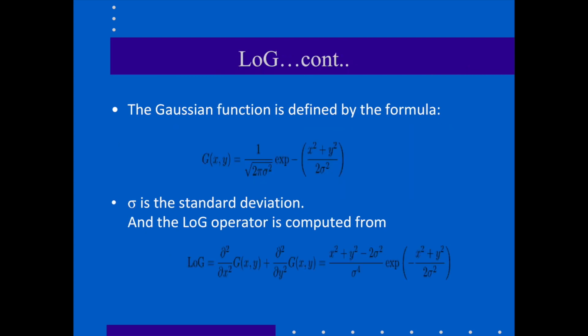The Gaussian function is defined by the formula g of x,y is equal to 1 by root of 2 pi sigma square, exponential minus of x square plus y square by 2 sigma square, where sigma is the standard deviation, and the LOG operator is computed from the formula given below.